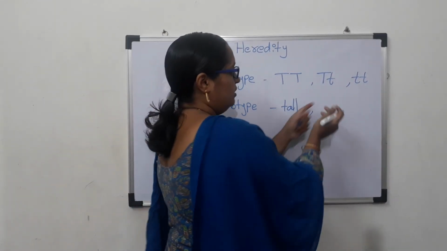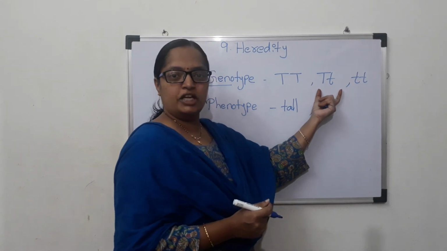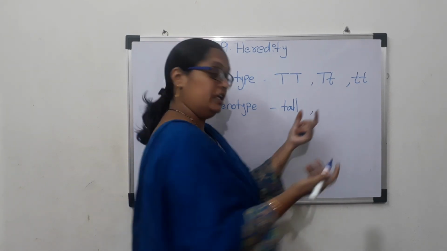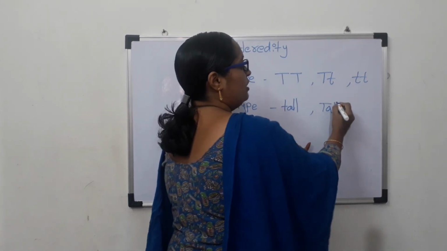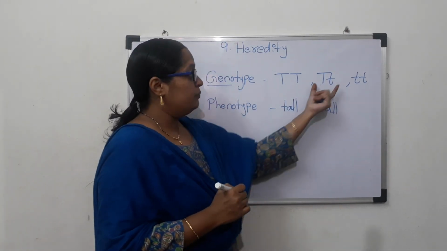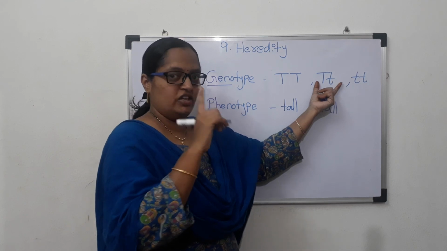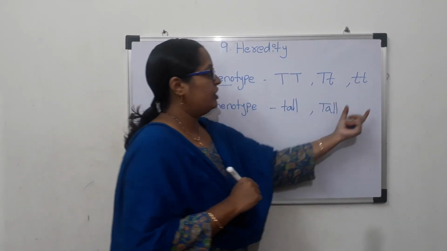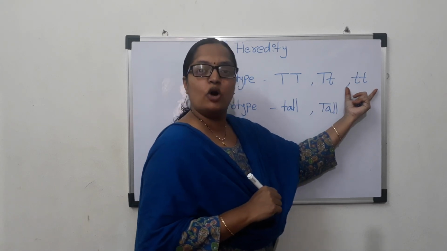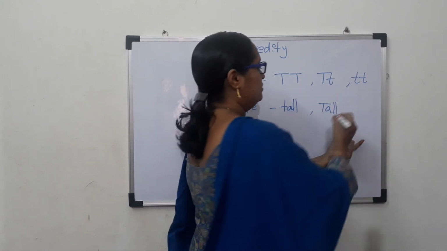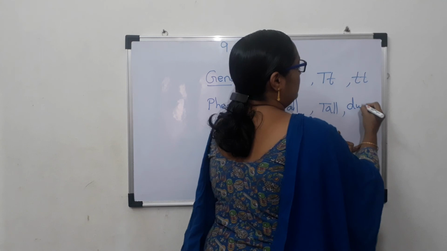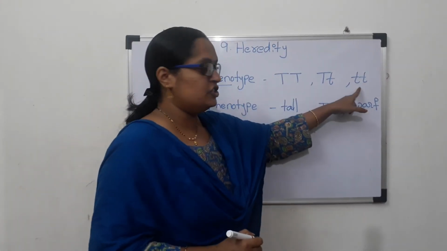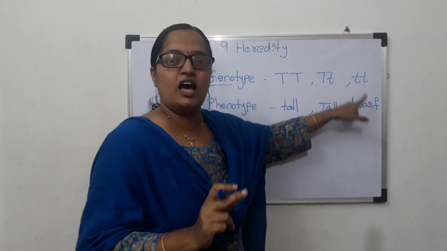Then the second one, capital T small t gene combination. If it is present in the plant, then what is the phenotype? It is also tall. Why? Because in the pair, one gene is a dominant gene. So it is also tall. When you are taking the gene combination of small t small t, then the plant will be dwarf. Why is it dwarf? Because in the gene combination, both the genes are recessive.